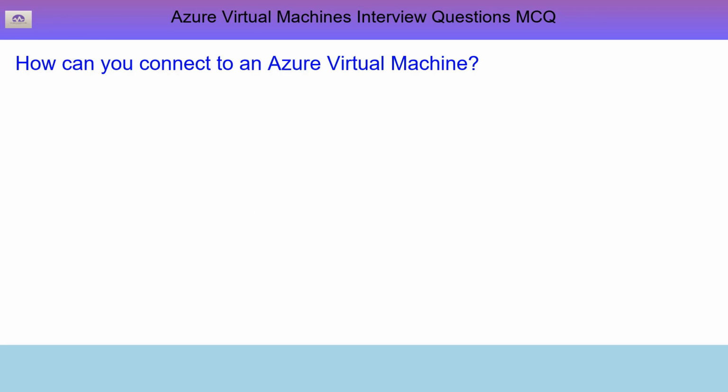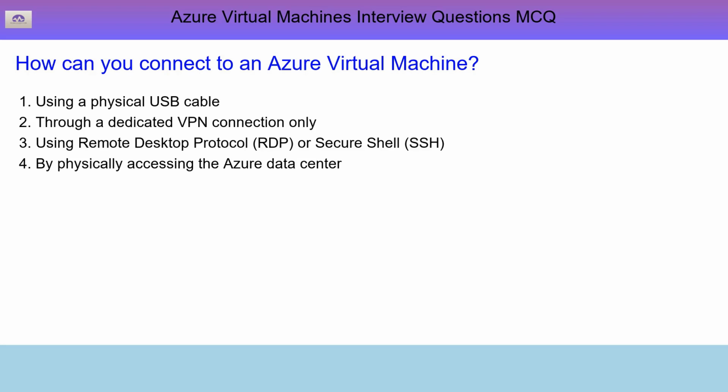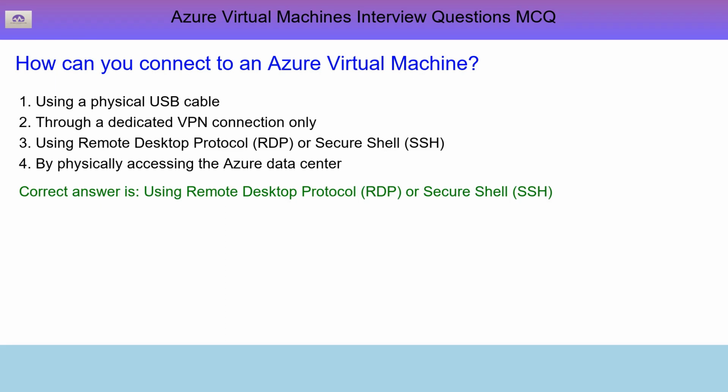How can you connect to an Azure Virtual Machine? Here are your options. 1. Using a physical USB cable. 2. Through a dedicated VPN connection only. 3. Using Remote Desktop Protocol (RDP) or Secure Shell (SSH). 4. By physically accessing the Azure Data Center. The correct answer is using Remote Desktop Protocol (RDP) or Secure Shell (SSH).